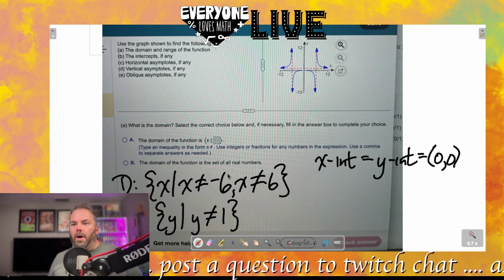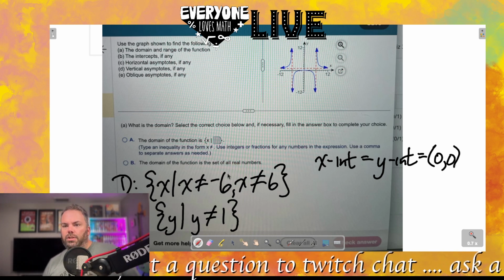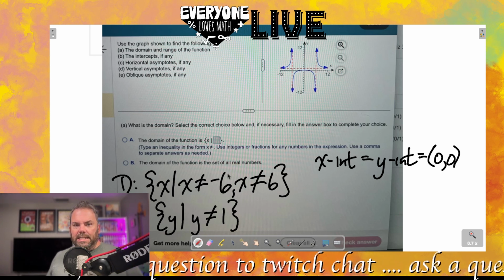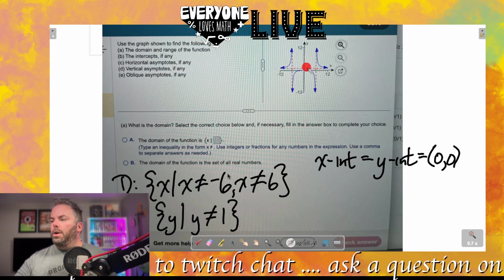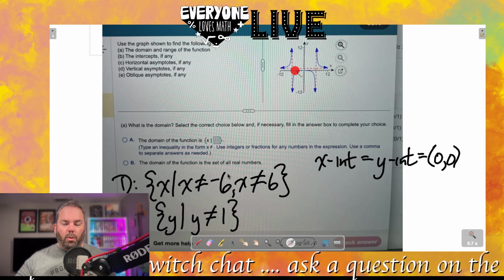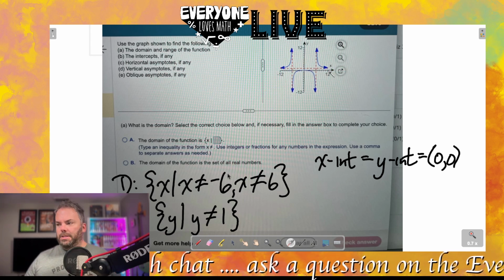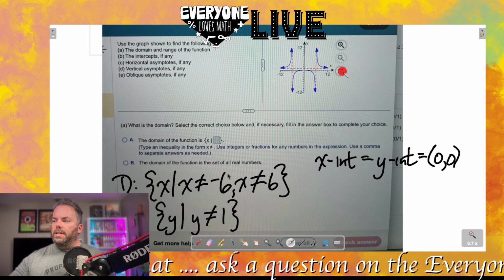So Stove, for the range, you might need to zoom in and see, is this right here a 1 or not? Is the horizontal asymptote at 1, or is it at like 2 or something? You could tell if you clicked on this and zoomed in.